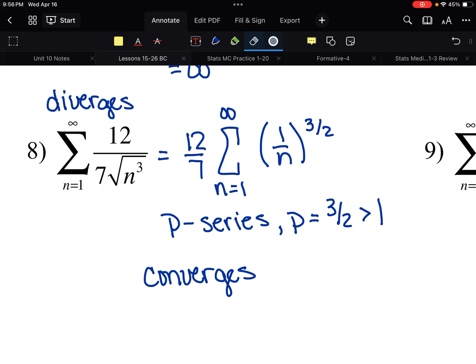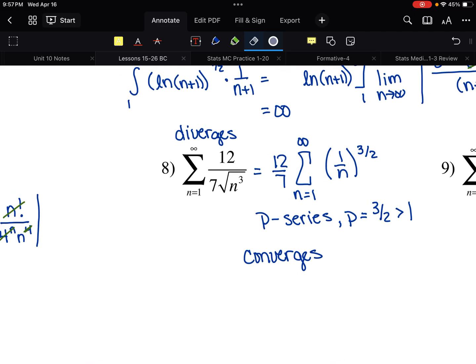So that makes this a P series. P is bigger than 1. If P is bigger than 1, that's a good thing. That's a convergent series.